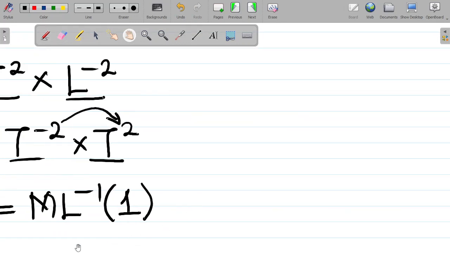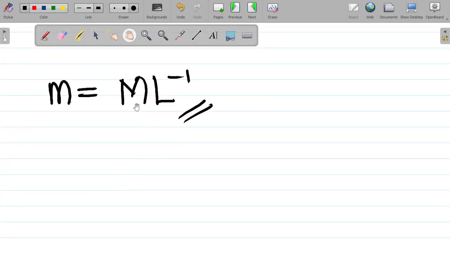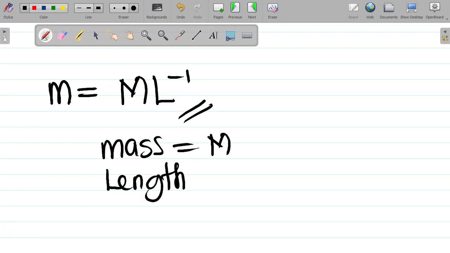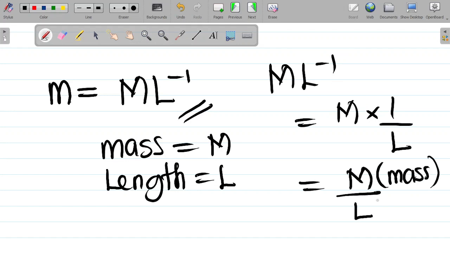That means the dimension for m would be equal to capital M and then L to power minus 1 times 1 gives you this. So the dimension for m is actually M L to power minus 1. What's M? M is mass, and L is length, in the concept of dimensioning. So ML to power minus 1 simply means M times 1 all over L, and that's equal to M over L. M is mass, L is length.